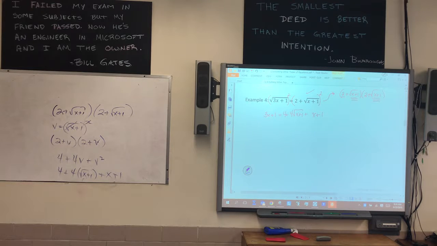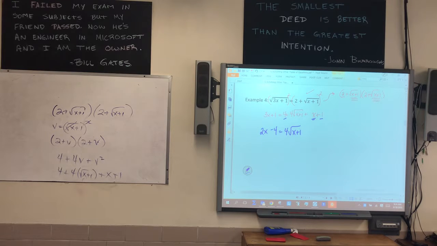So, I'm going to move my, we got 4 and 5 here, right? So move that 5 over. With this 1 will give me negative 4. I got this x here. I'll move that over. So it gives me 2x minus 4 is now equal to 4 root x plus 1. Everybody okay with that? Okay.